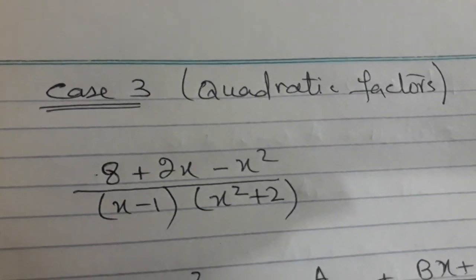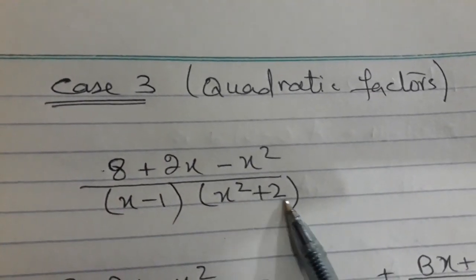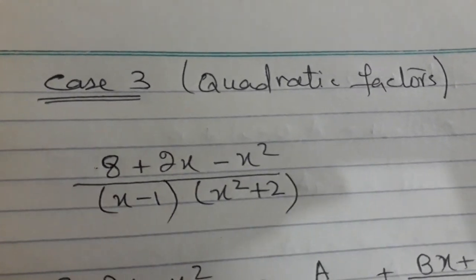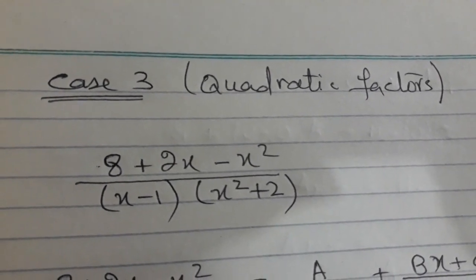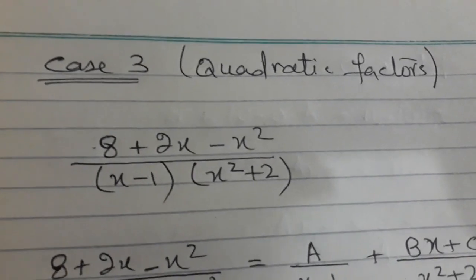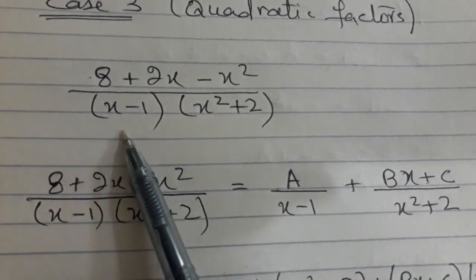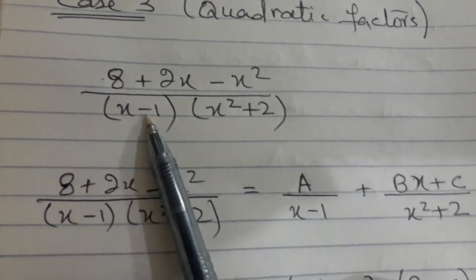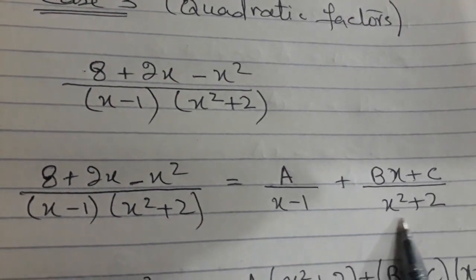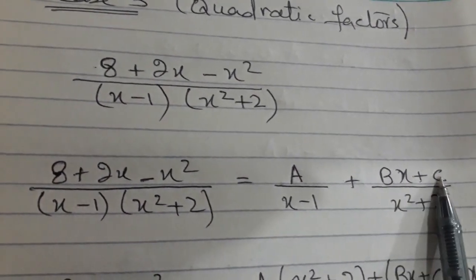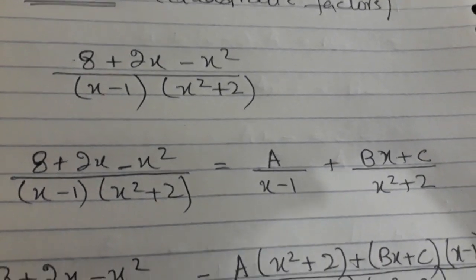Okay, so now this is the third case, quadratic factor. If you look at the denominator, this quadratic factor cannot be written into linear factors. So this is the one which will remain as it is. So how will we write it in the decomposed form? Here you have a linear and a quadratic. On top of the linear, definitely you will write a single letter, whereas on top of the quadratic you will write bx plus c. This is the generalized standard form, so you have to remember this.